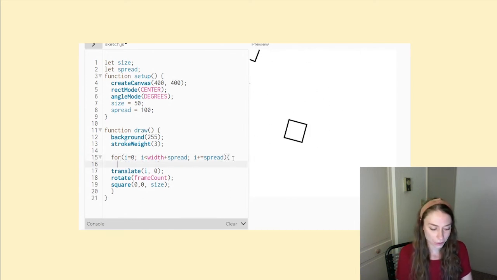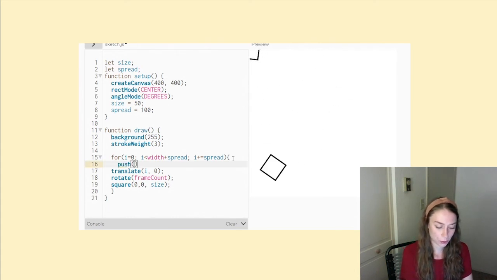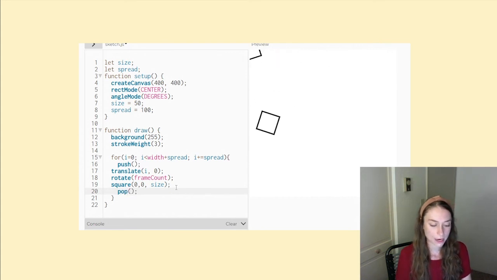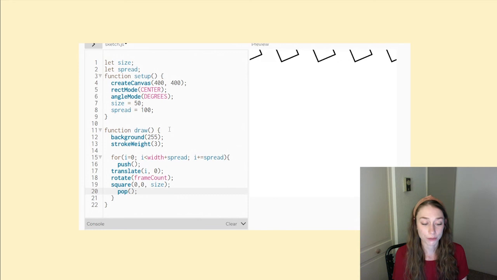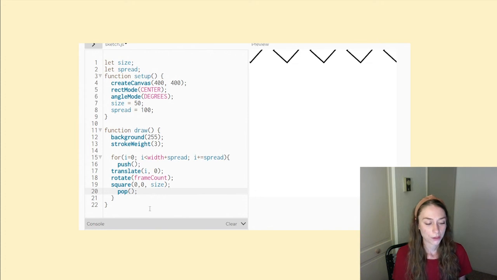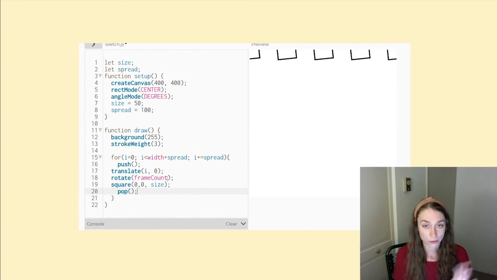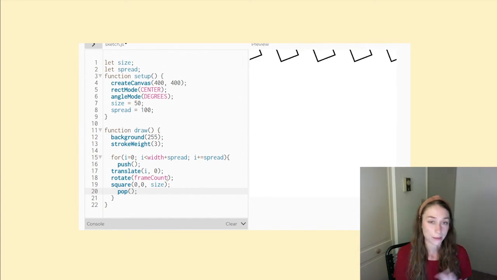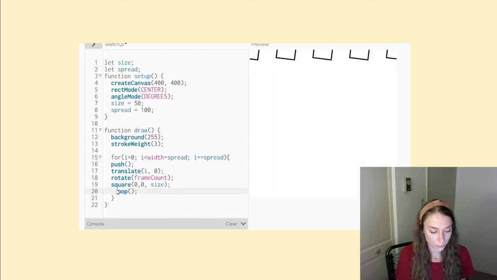So what we are actually going to do is utilize this command push and this command pop. Now push and pop make it so that we are returning back to 0. We are resetting each time we run this loop. So now instead of translating by i and adding that each time and rotating by frame count and adding that each time, we are moving each of our squares by i, and then we are rotating them all by frame count.